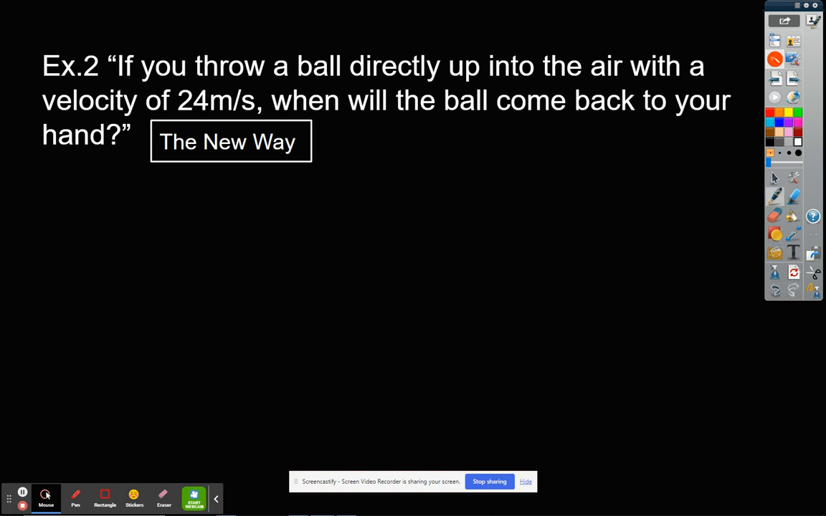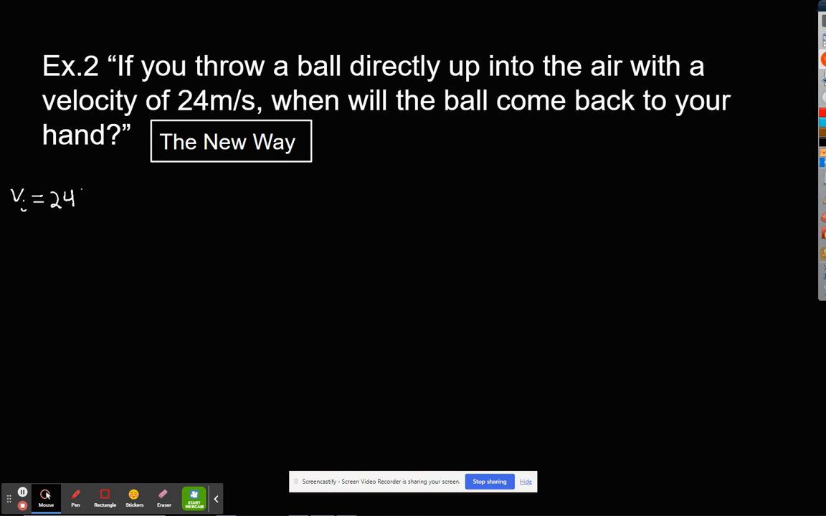Well, let's try this one. Initial velocity, 24 meters per second. Throwing it straight up, so I could also call that initial velocity y. That's all I care about. Still no acceleration, would be negative 9.8, because assuming we're throwing this ball on Earth. And our initial position, we'll say our hand is 0. And we're looking for time. The time in which it will come back to 0.